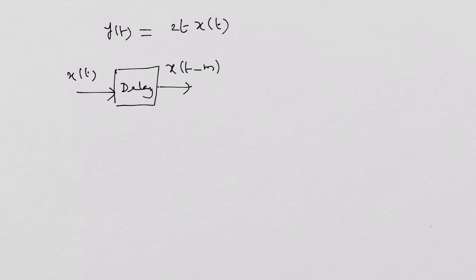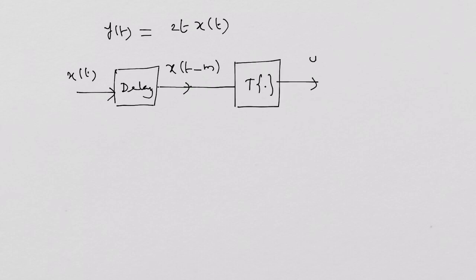Let me call this x of t minus m. If I apply it through the system, it produces an output, which is recorded. y1 of t is equal to 2 into t into, now it is not x of t because of the delaying operation, it becomes 2t into x of t minus m. This is called response number 1 for delayed input.